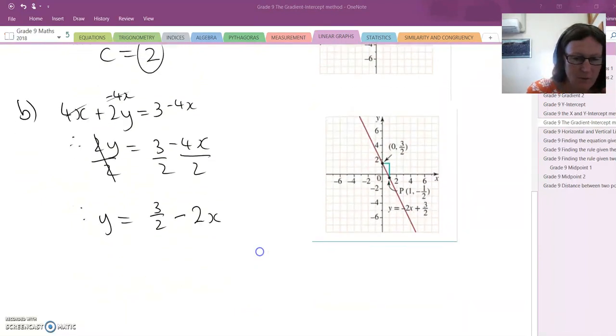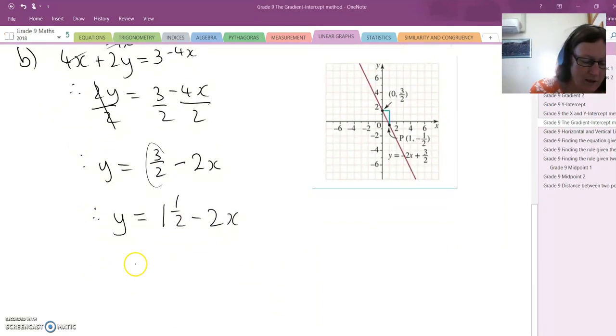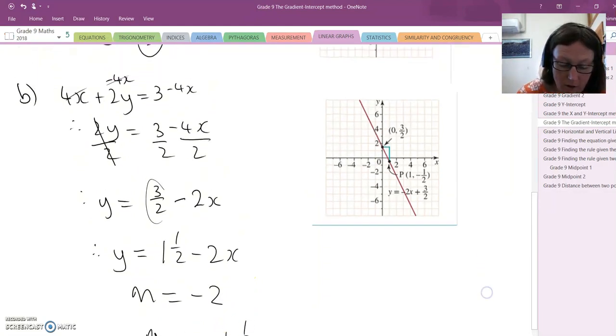Again, it helps if we don't have improper fractions, if we can write this as a mixed number. So 3 over 2 is 1.5. So our gradient is the thing with the x, so our gradient is negative 2. Our y-intercept is 1.5. So I'm going to mark on my y-intercept here at 1.5.